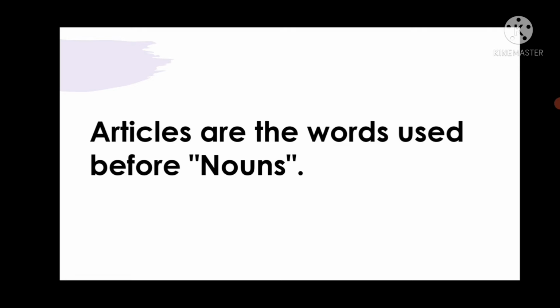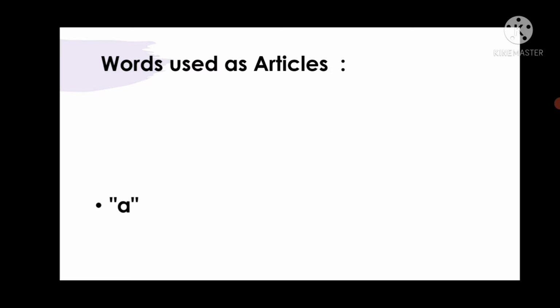Now, by definition, articles are the words used before nouns. Yes, these articles are placed before the nouns. Okay, so what are the words used as articles? I hope many of you know the words used as articles. Yes, so let us once again know about them. Words used as articles are a, an, and the. Yes, you must be confident now that words used as articles are a, an, and the.